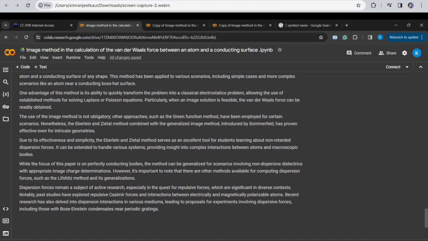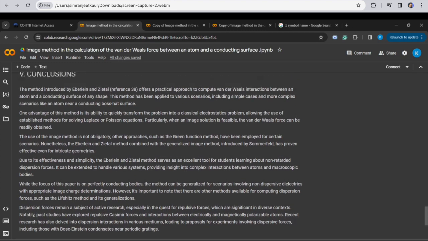So the dispersion force remains a subject of active research, especially the quest for the repulsive force, which is significant in diverse contexts. Notably, past studies have explored the repulsive Casimir-Polder interaction between electrically and magnetically polarizable atoms. So this was the conclusion. Thank you.